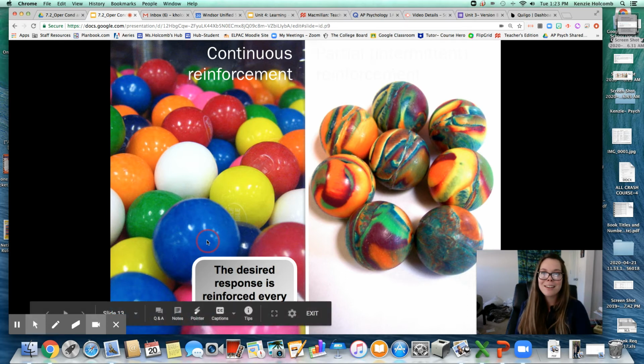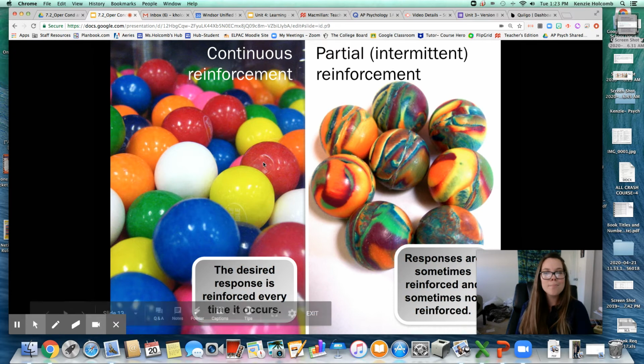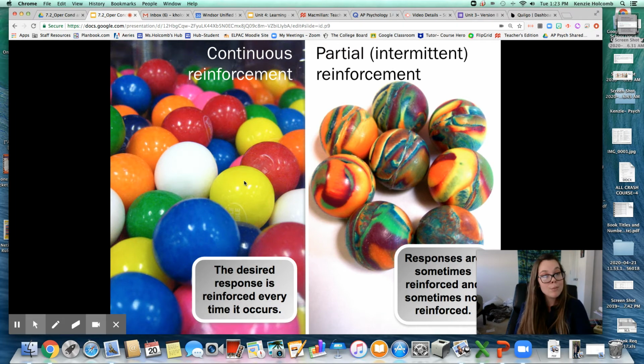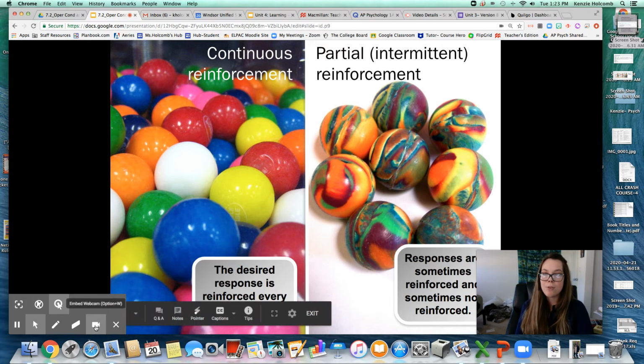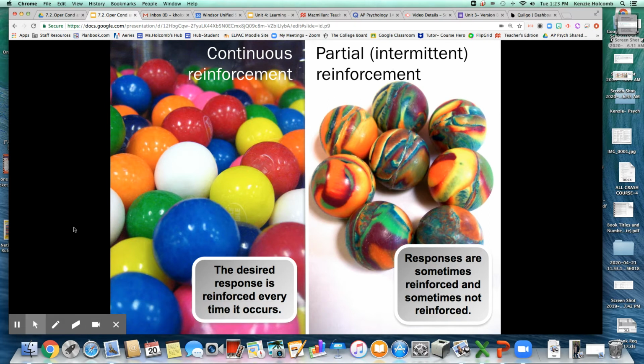Okay. The second type is partial reinforcement. So there's two types. There's continuous reinforcement, and then there's partial. And we're going to dive into partial reinforcement. In your notes, maybe put a little arrow, because the next couple of slides will be under partial reinforcement. And I'll move my little camera screen away so you guys can read it. The other word for partial is intermittent. It means that it's not reinforced all the time, right? So responses are sometimes reinforced and sometimes not reinforced.